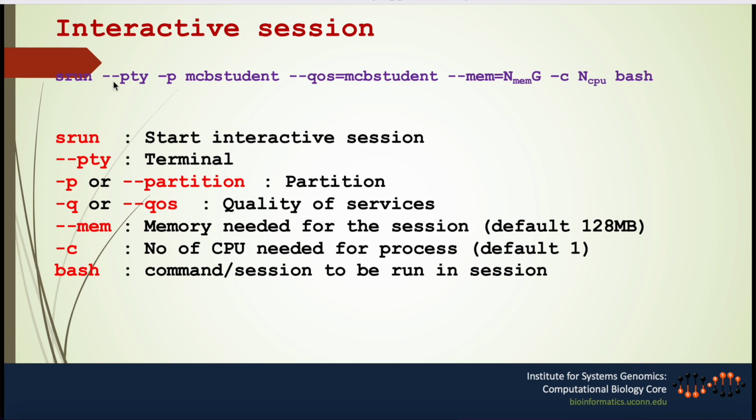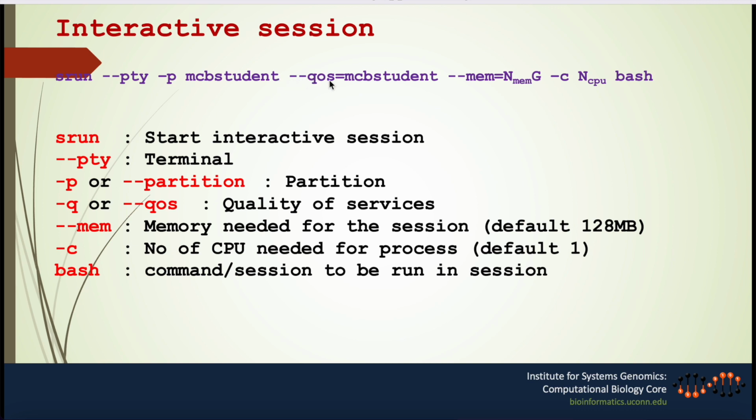So going again to each of the flags, --pty is going to start a terminal. -p is going to specify which partition you would like to use. As I mentioned previously, these flags modify the behavior of the command. -p is the shorter version, --partition is the longer version. The longer version is generally specified using an equal sign without any spaces on either side. So if you're using the long flag for partition, you say --partition, no space, equal, no space, MCB student.